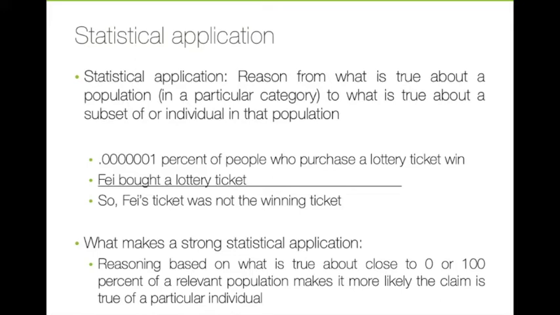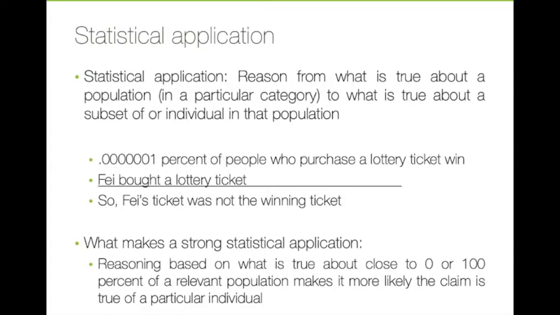So only 0.0000001% of people who purchase a lottery ticket win. Let's say that's true. And that Faye bought a lottery ticket. We can infer then that Faye's ticket was not the winning ticket. This is a strong statistical application. That's because a good statistical application involves reasoning based on what's true about close to 0 or close to 100% of a relevant population. That makes it more likely that the claim is true of a particular individual.